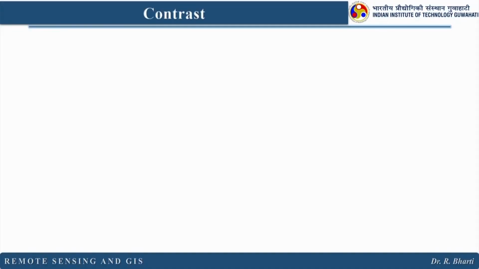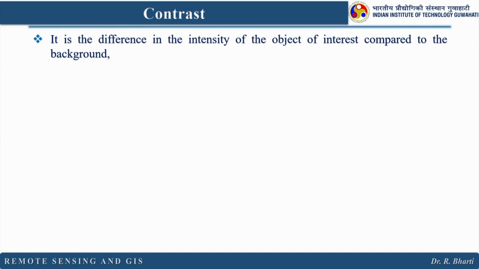So these images should be processed with some logic, right? Those logics we will see. So what do we mean by contrast? Contrast is the difference in the intensity of the object of interest compared to the background.